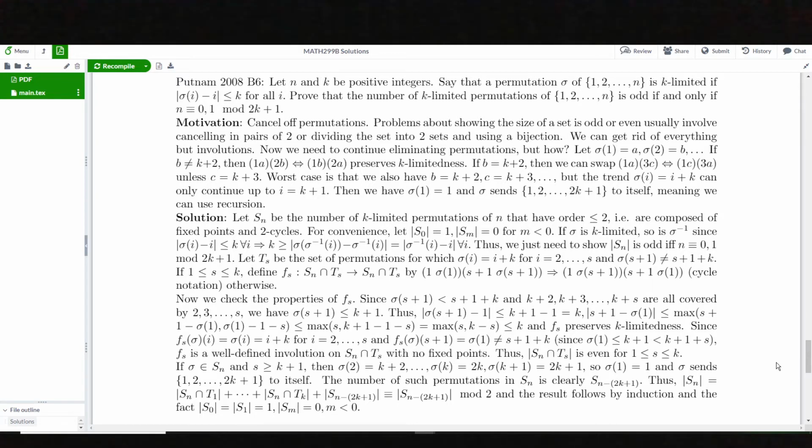The main idea, if we ever have to prove something is odd or even and we don't have a closed form, and it doesn't look like we can get a closed form here, is to just start canceling off everything in pairs of 2. Or you can split the whole set into 2 and then use a bijection between the 2 parts. What's the first thing that you notice?